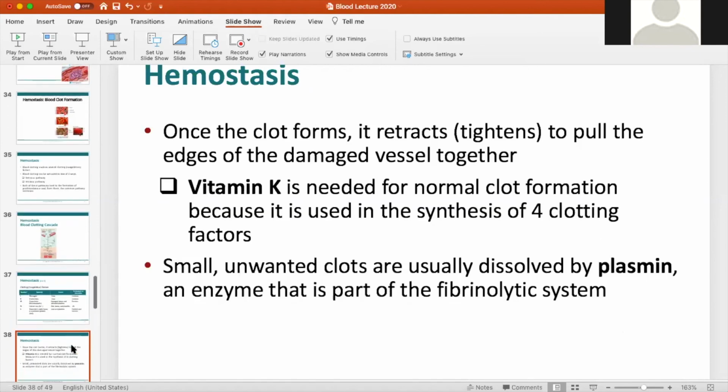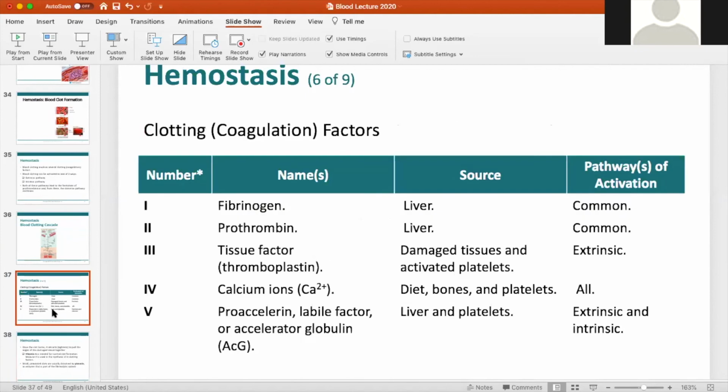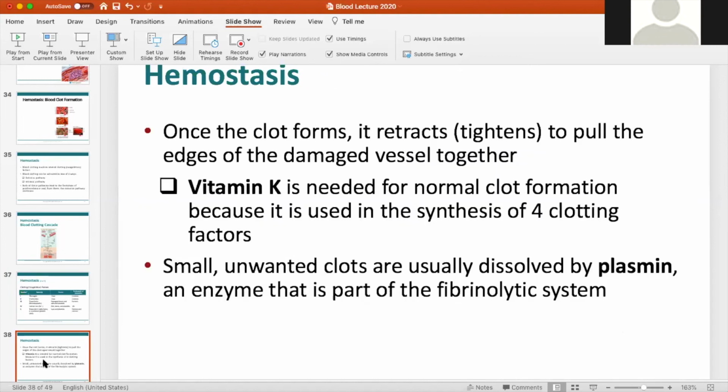So once the clot forms, it retracts to pull the edges of the damaged blood vessel together. Vitamin K is needed for normal clot formation because it is used in the synthesis of the clotting factors, all right? So these are clotting factors, and we're just covering really these first two. So we know that we need calcium, we need fibrinogen and prothrombin converted into their active forms. And in order for this process to occur, we need vitamin K.